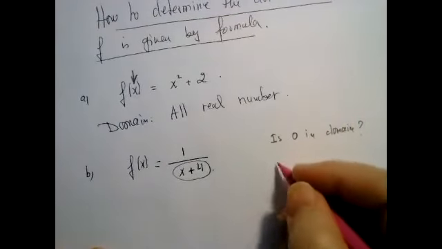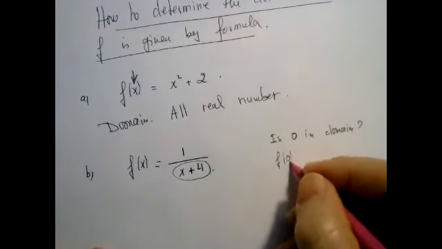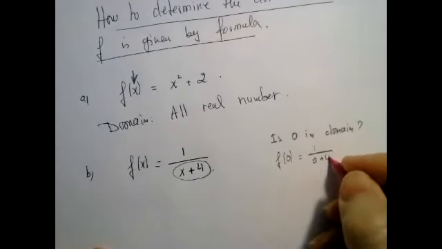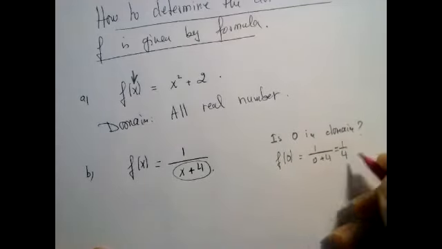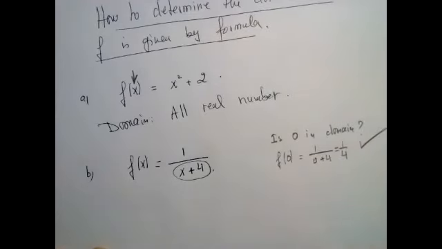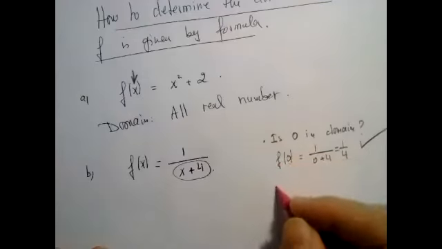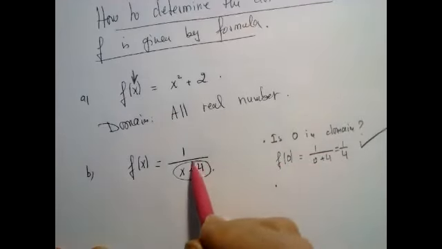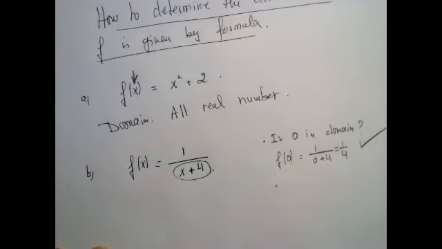Okay, I am going to put f of 0. Does it yield a real number? It's 1 over 0 plus 4, it's 1 over 4. No problem with it. You have zeros in the denominator. Okay, so now we're making more sense. So what you're telling me is that anything, go ahead.